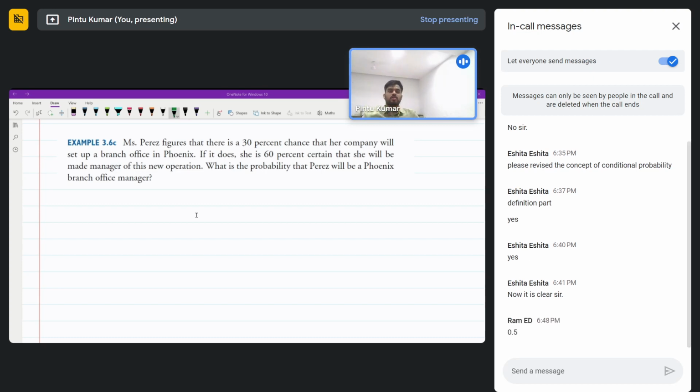Okay, Ram, I will confirm if somebody else answers or whenever I solve. I don't know the answer, so I can't tell you whether it is right or wrong right now. Others also please try and let me know what you guys are getting.